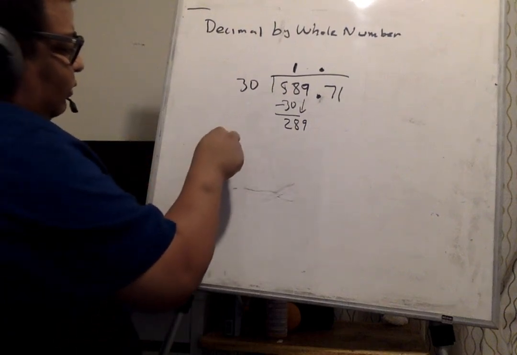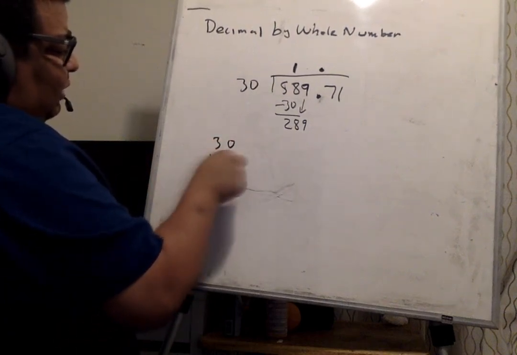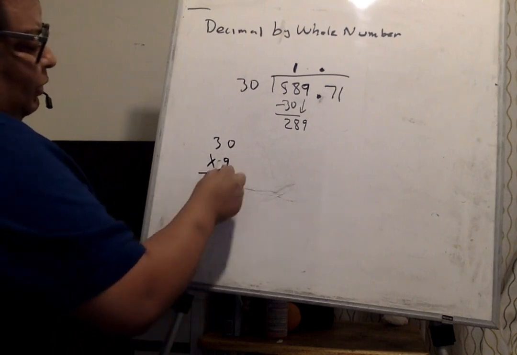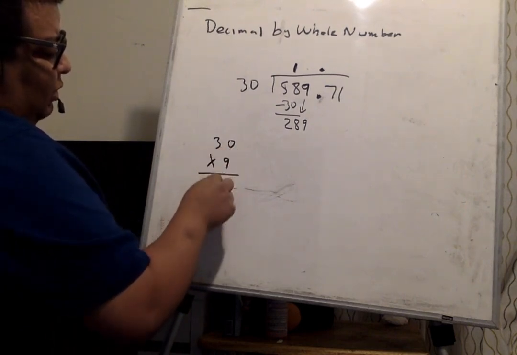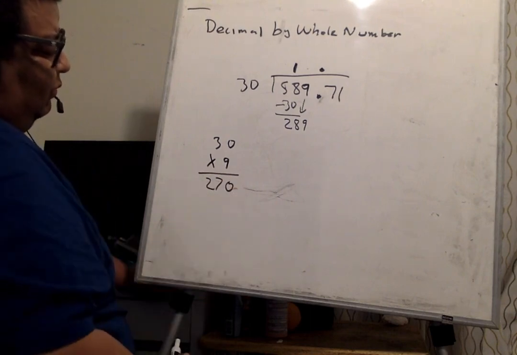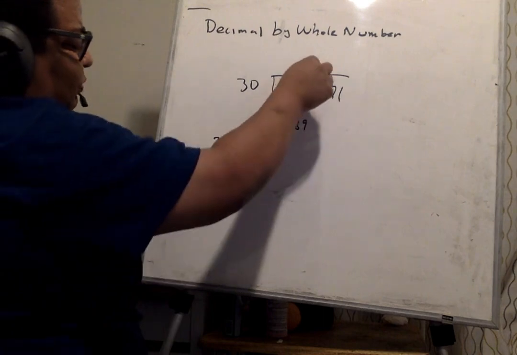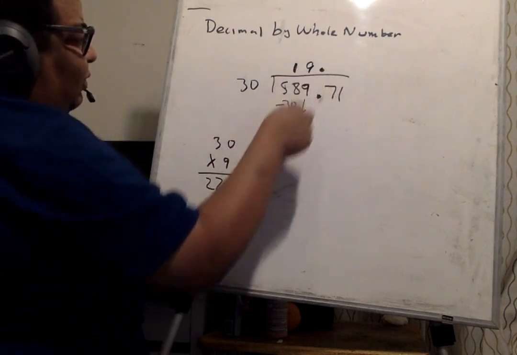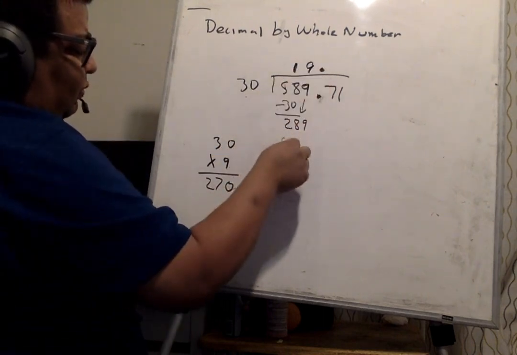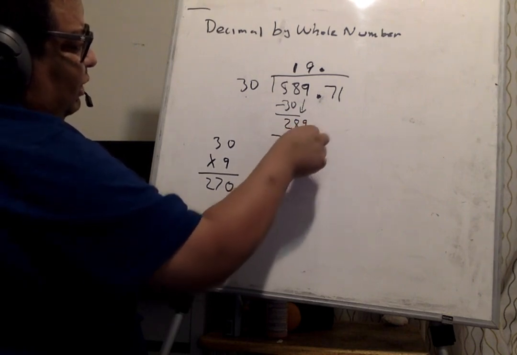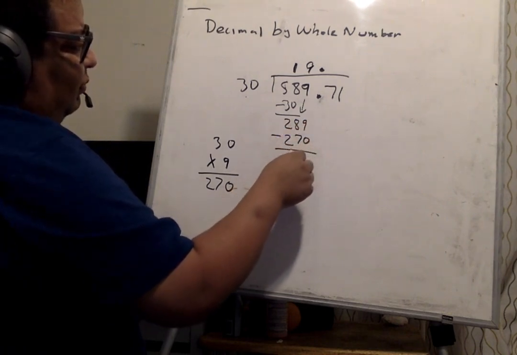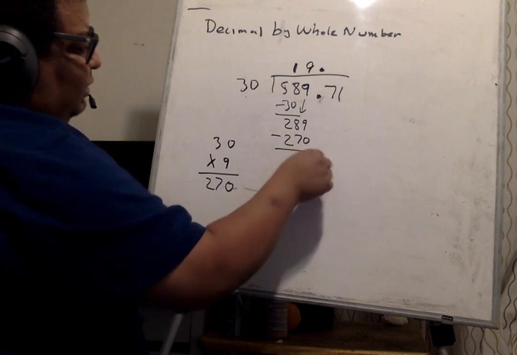So now we do 30 times 9. 9 times 0, 0. 9 times 3, 27. 270. Okay, so let's put the 9 here. And then we do 30 times 9, 270. 289 minus 270, that's 19.